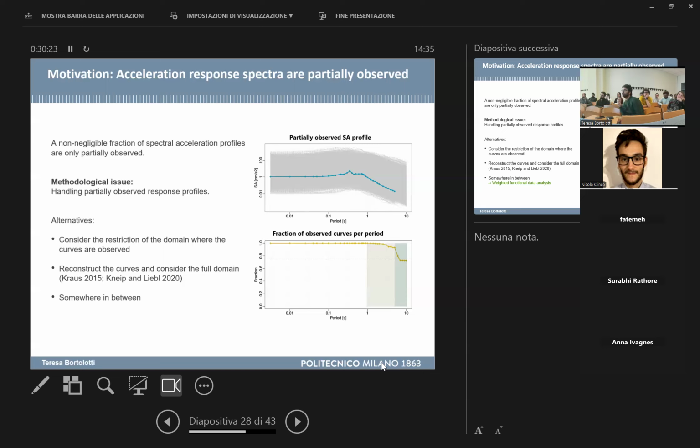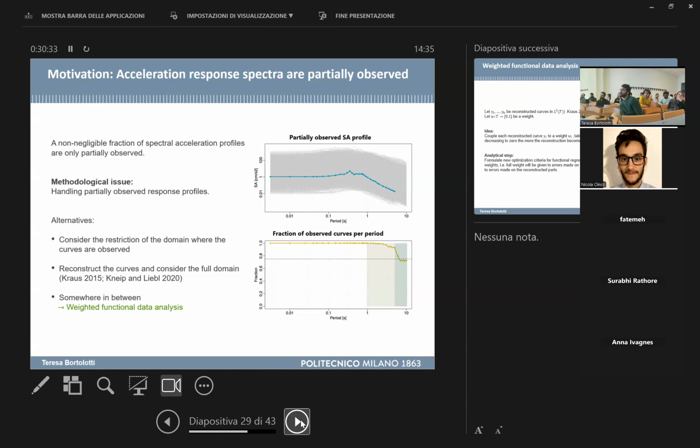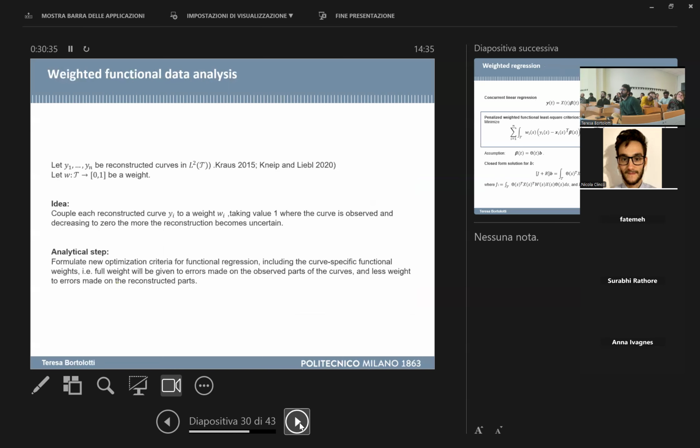So we had to opt for a solution that is somewhere in between, and we came up with what we called weighted functional data analysis. The idea here is that you use one of the methods for functional reconstruction so that you retrieve the entire information over the whole domain. And then you introduce a system of weights that is observation specific and that point by point is telling you how reliable that longitudinal observation is for your analysis.